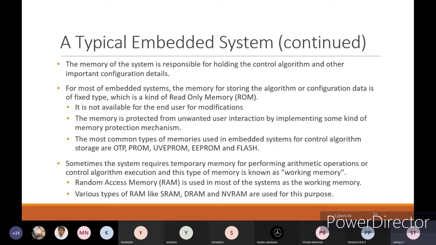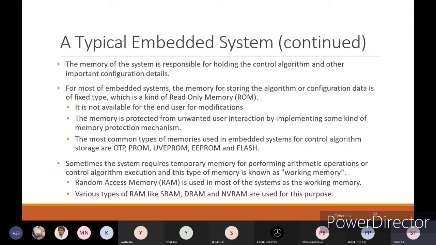Whatever algorithms are stored, whatever configuration data and codes are there, everything will be in the memory area which should be read only. Means you can't change those types of data. You can't change the program here. Whatever you have installed as software, you can't change it. That's why it is stored in the memory called read only memory, and it is not available for the end user for modification. If you are using the embedded system, the end user can't modify or change anything with respect to the code or configuration data.